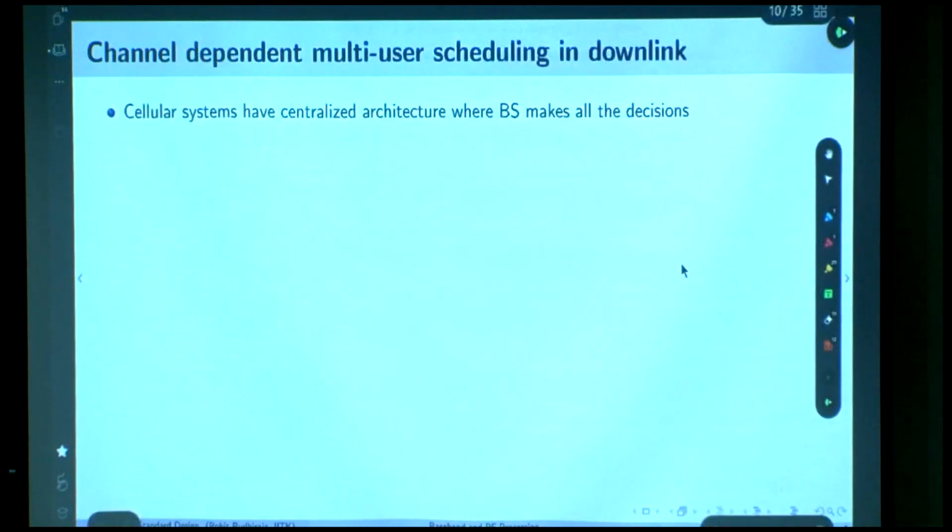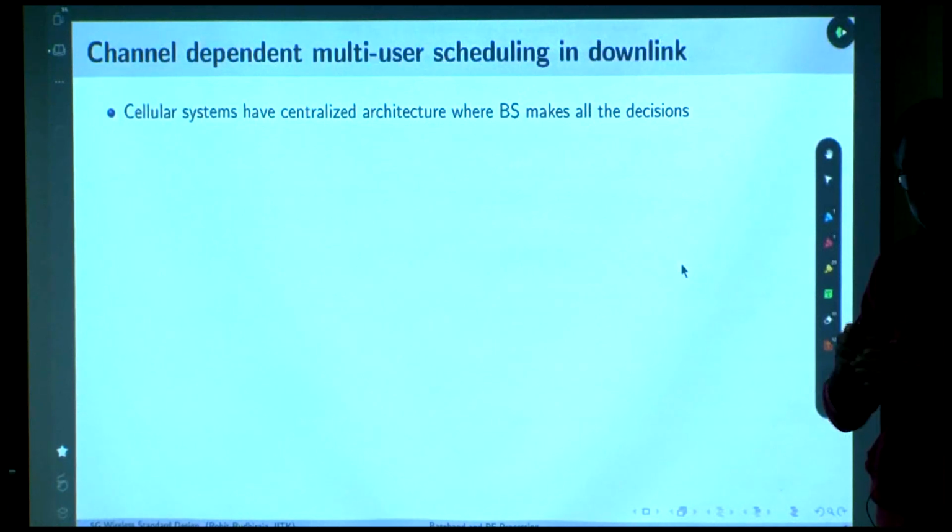And the other thing is that the cellular system basically has a centralized architecture, wherein the base station makes all the decisions, and the UE does not have any capability to make any decision. At what time it has to send its data, in which PRPs it has to send its data, all those decisions are also made by the base station, and MAC does it. Look at the complexity of doing it.